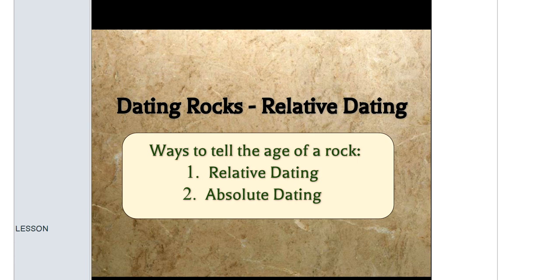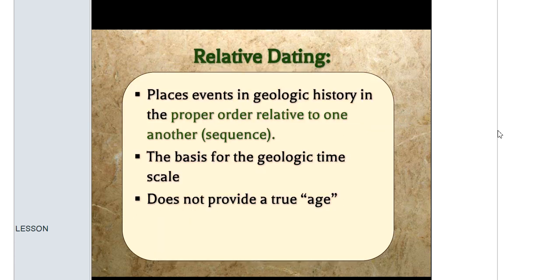So we're going to start off by looking at what is relative dating. We have 2 ways of dating rocks, relative and absolute. Relative dating is going to put things in order or sequence of events. So when did things happen in relation to each other? It's the basis of our geologic time scale, but it does not give us a true age. So it will not tell us rock A is 50 million years old, but it will tell us that rock A is older than rock B.